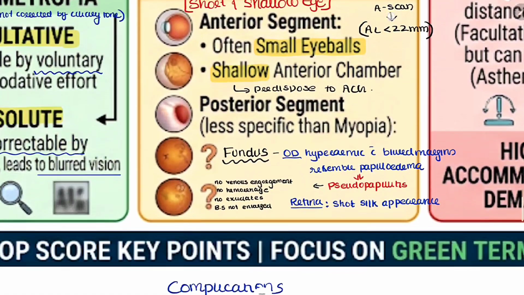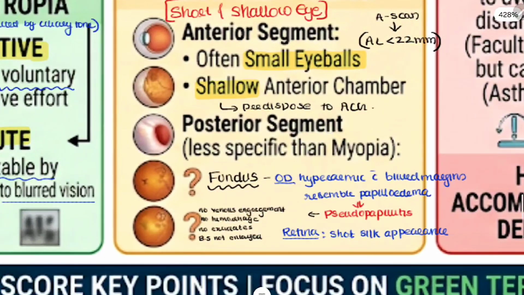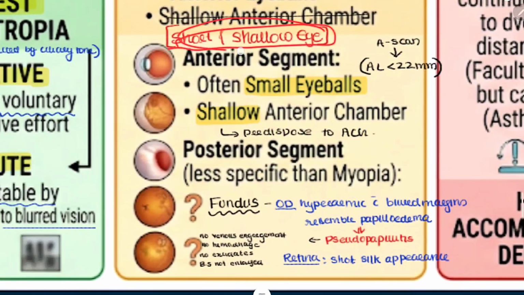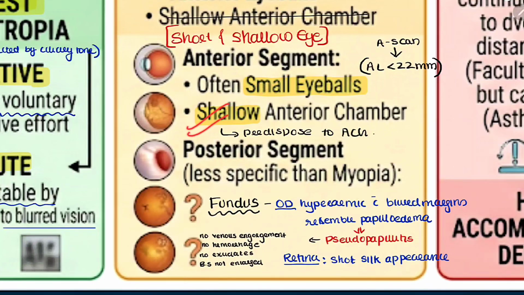Now coming to the signs. In the anterior segment examination, we can see what? A short and shallow eye. Short and shallow eye means the eyeballs will be small. In myopia, it was a prominent eyeball with long axial length. But here the eyeball will be small and the anterior chamber will be shallow. So in A scan, we will get the axial length just less than 22 mm. There it was more than 26 mm.